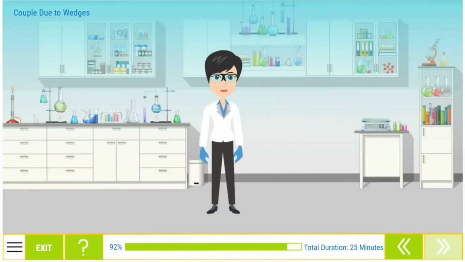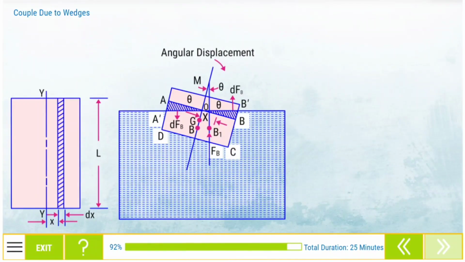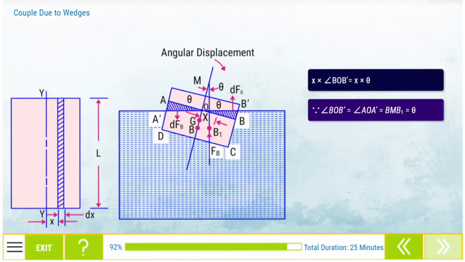Couple due to wedges. Let's learn about couple due to wedges. Towards the right of the axis, consider a small strip of thickness dx at a distance x from y'y, as shown in the image. The height of the strip is x into angle BOB', which is equal to x into theta. This is because angle BOB' is equal to angle AOA', which is equal to BM/B1, which again is equal to theta.